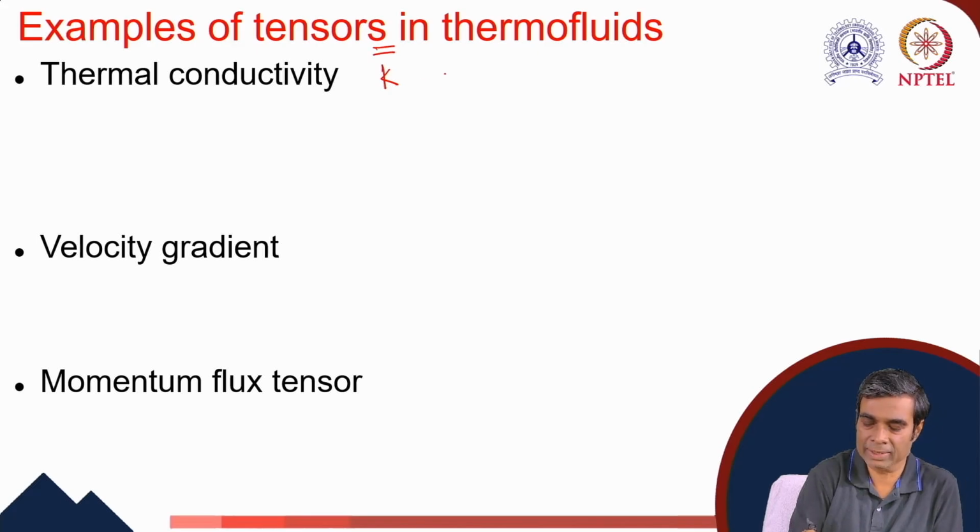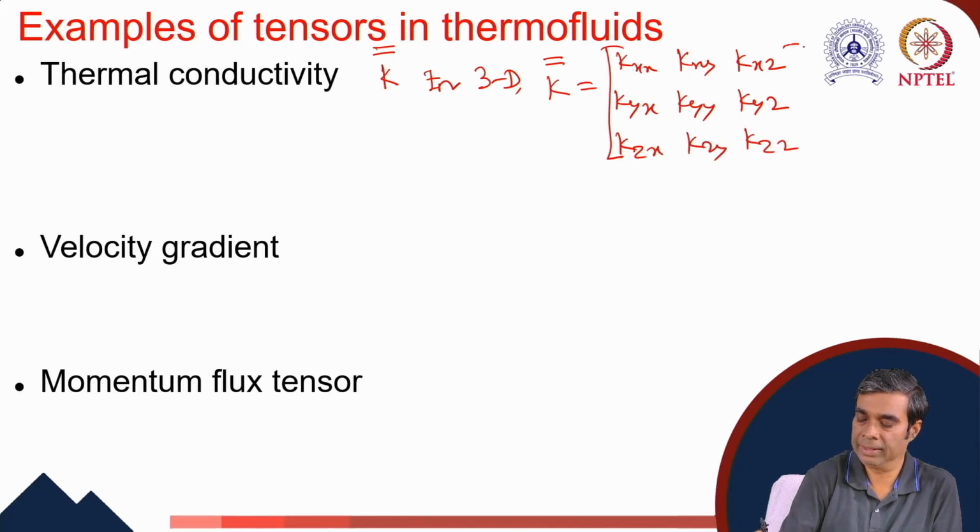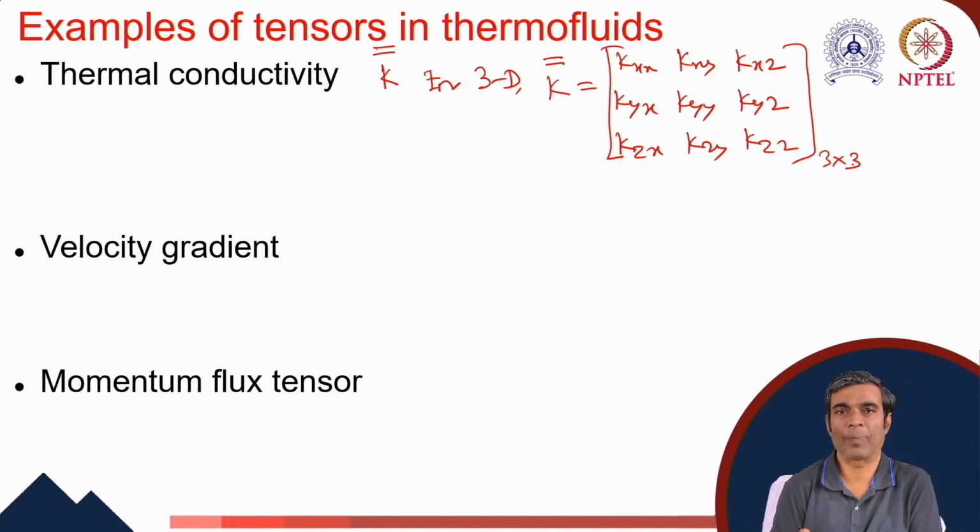and in 3 dimensions we can write it as the thermal conductivity tensor in 3 dimensions. It has 9 components: Kxx, Kxy, Kxz, Kyx, Kyy, Kyz, Kzx, Kzy, Kzz. It means that the thermal conductivity shows directional properties.